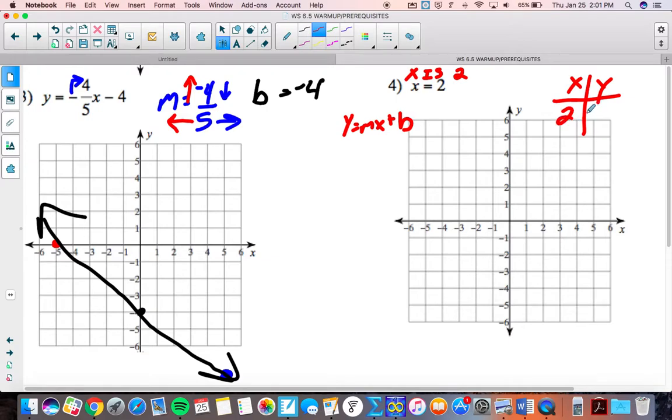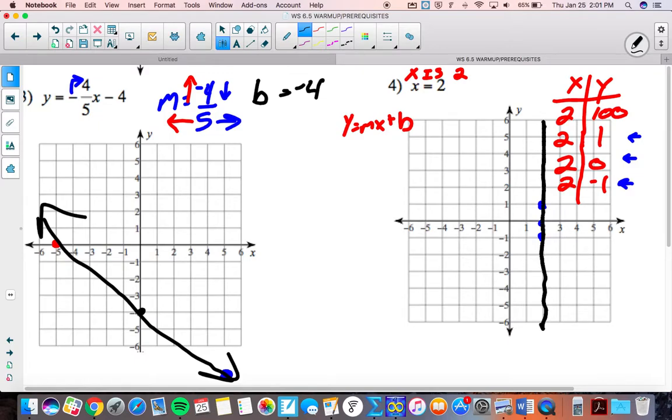No matter what y is, it doesn't even mention y. Y could be 100, and x is 2. Or to pick a different number, x is 2. Y could be 1. X is 2. Y could be 0. X is 2. Y could be -1. And if I plot these 3 points right here, the last 3 points, because I'm not going to put y equals 100 on this graph, 2, 1 is right here. 2, 0 right there. 2, -1 right there. If x equals 2, any point on this line that I'm drawing right now has an x value of 2. So that's what the line looks like.